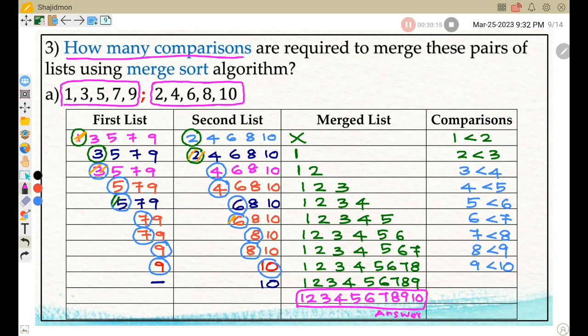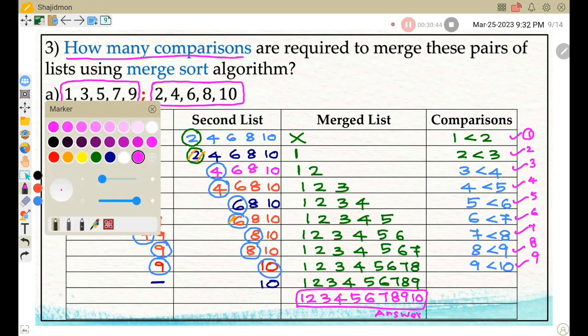So you can see our question is how many comparisons are required? How many comparisons have we taken here? Actually 1, 2, 3, 4, 5, 6, 7, 8 and 9. That means totally 9 comparisons. This is the first one. Second, third, 4, 5, 6, 7, 8, 9. So I can write the answer.